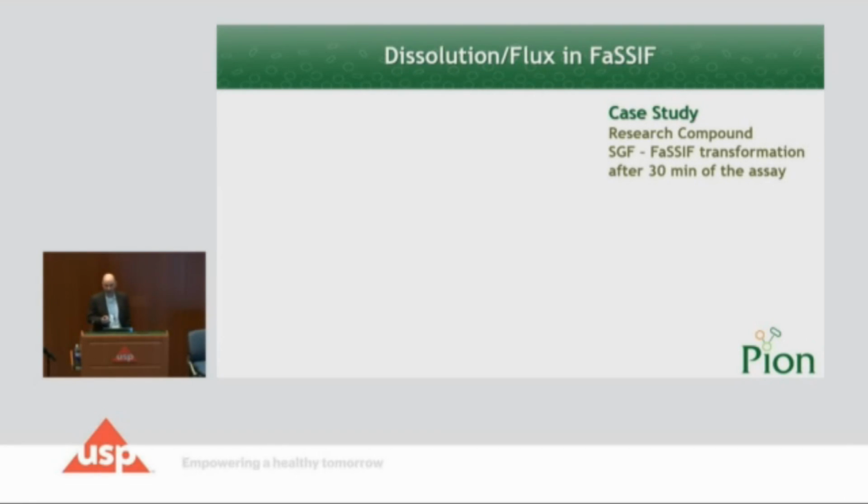So we had a case study, we had a research compound. Unfortunately, we did not know the structure. We did not know what was the nature of this compound. It was a client compound, and the client wanted to evaluate this device to see if they can find any use of that. So it's a research compound. We did experiment, as I explained to you. We started in the SGF, or simulated gastric fluid, for 30 minutes. After 30 minutes, we shifted the media in the donor to FaSSIF, and then see what happens.